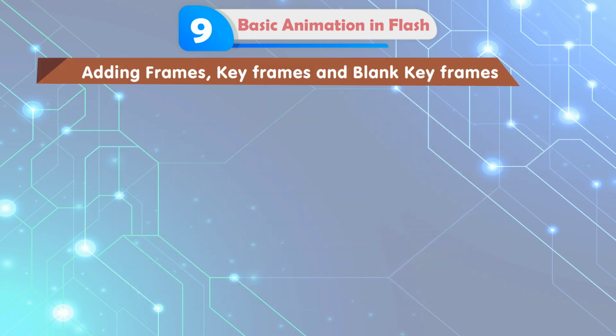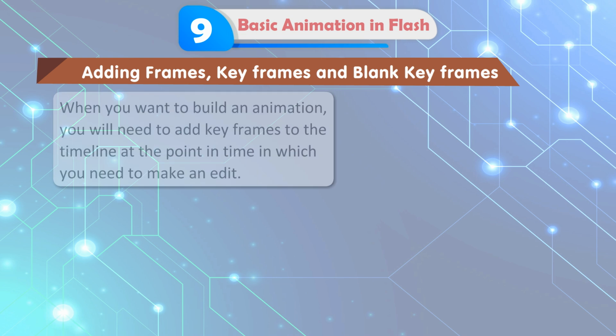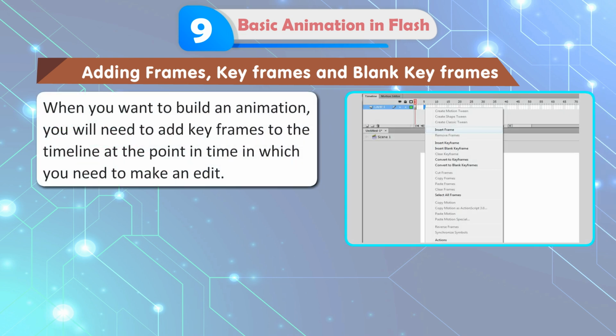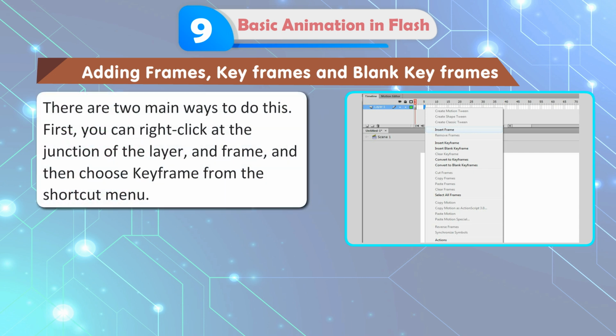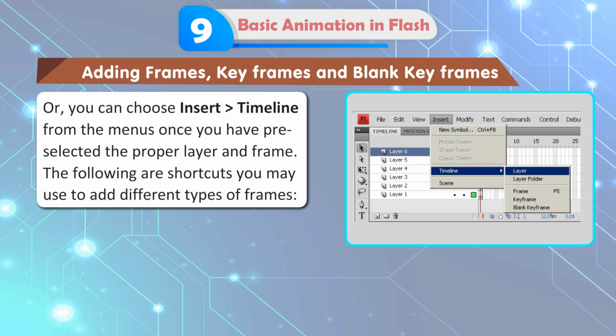Adding frames, keyframes and blank keyframes. When you want to build an animation, you will need to add keyframes to the timeline at the point in time in which you need to make an edit. There are two main ways to do this. First, you can right-click at the junction of the layer and frame and then choose Keyframe from the shortcut menu. Or you can choose Insert Timeline from the menus once you have pre-selected the proper layer and frame.